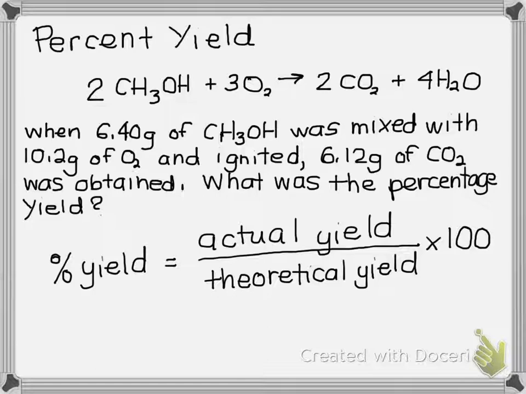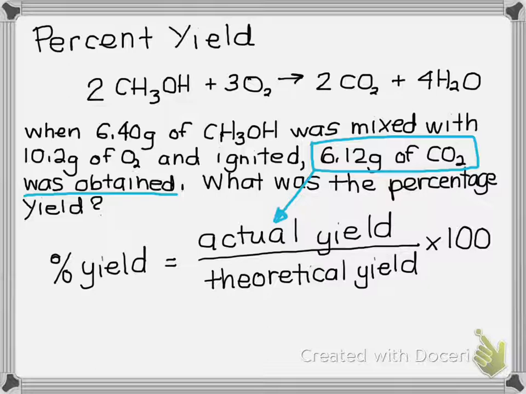Now these words right here, was obtained, tell me that this is something that was actually performed in lab. And so this amount right here is the actual yield. So we're not going to use that 6.12 grams of carbon dioxide in the equation yet. We have to calculate the theoretical yield first. Then when we calculate the percent yield, we'll plug that number into the actual yield.